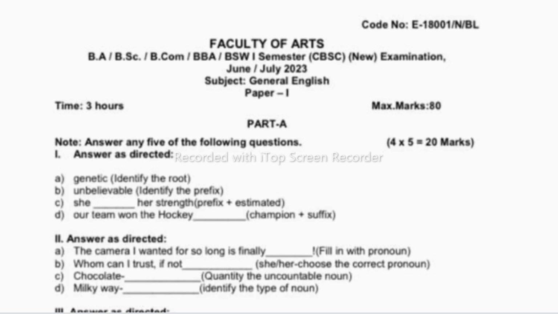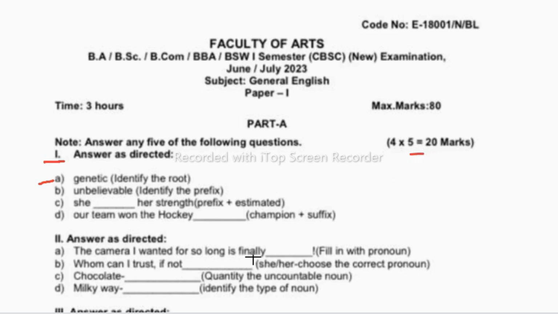As you know, in your English paper you have two parts, part A and part B. Under part A you will get 8 questions. Out of those 8 questions you are supposed to do 5 questions, and each question carries 4 marks, because under the first question you have 4 bits. If you do one bit you will get one mark, which equals 4 marks. So you have to do 5 questions out of 8. If you do 5, you'll get 20 marks.